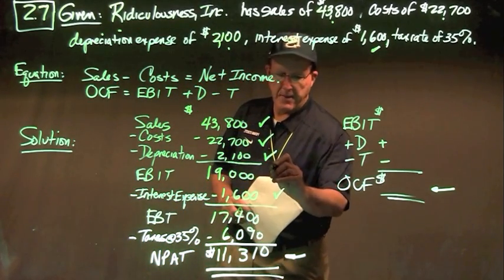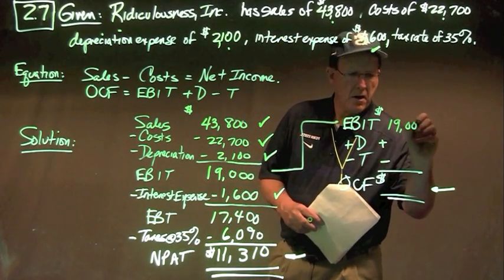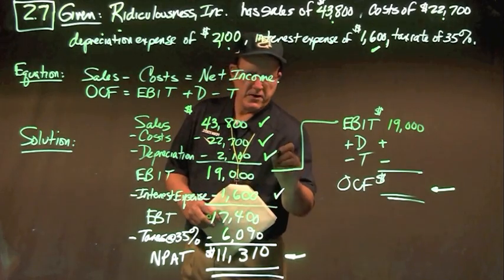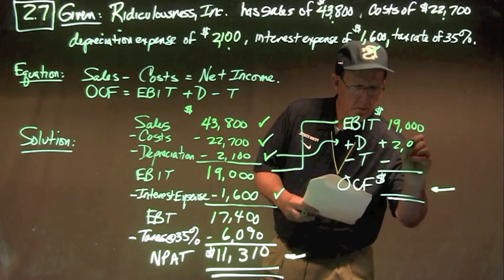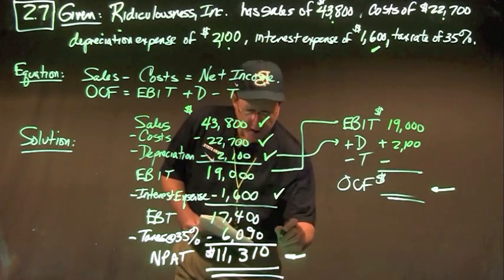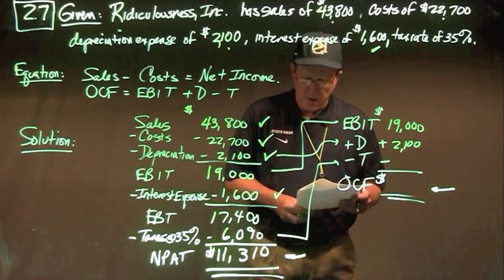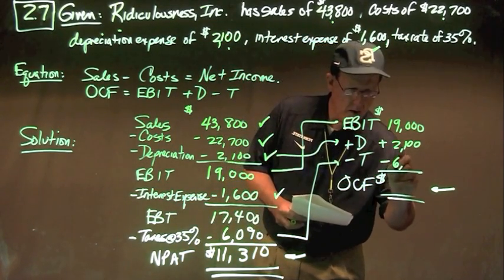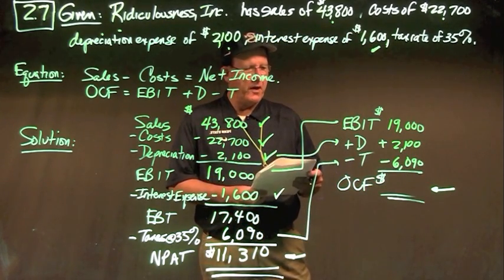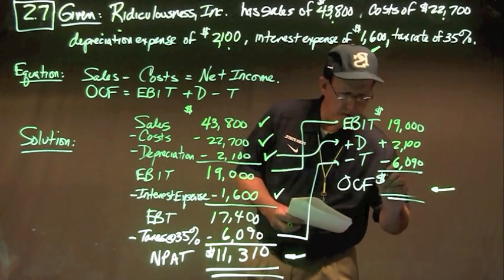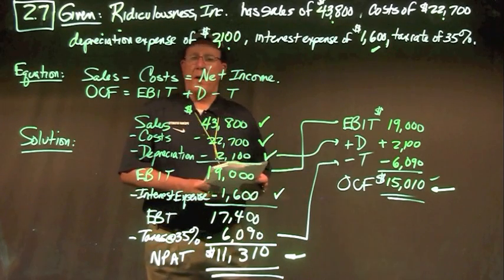So I simply take my EBIT from there in the income statement, $19,000. To that, I add back depreciation because it's a non-cash expense of $2,100. And then I'm going to subtract my taxes, which are also a cash item. I'm looking for operating cash flow, so my taxes are $6,090. Take those three numbers, 19,000 plus 2,100 minus 6,090, I get an OCF of $15,010. And there are your answers to problem number 7.